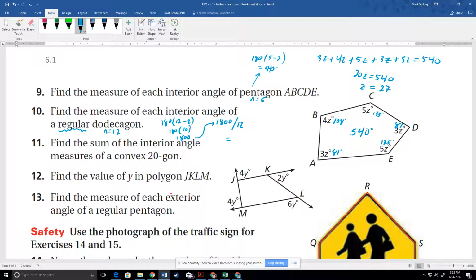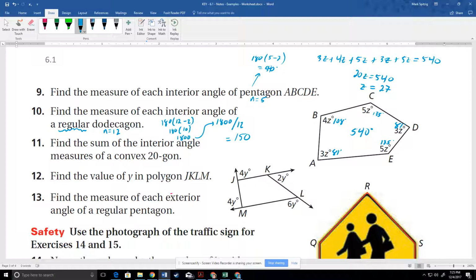I should have had a calculator ready for things like this, but I'm going to grab one. So pause. So we get 150. I could have probably done that. But anyway, so 150 is what each interior angle is. Again, if there's 12 of those interior angles, that's good.